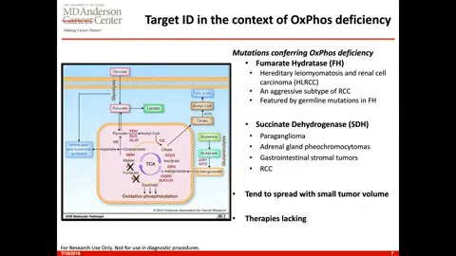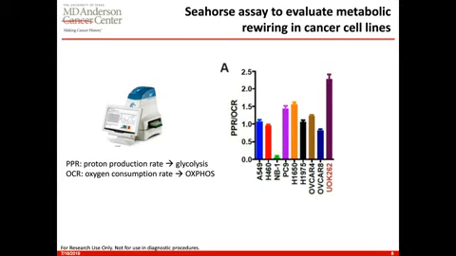These are very rare diseases, I have to say. They tend to spread with a very small tumor volume, so they're very aggressive, and there are currently no effective therapies targeting these kinds of tumors. So to identify potential therapeutic targets for these types of cancer, we started with model selection. We use a Seahorse assay to evaluate metabolic rewiring in a panel of cancer cell lines. And you are probably pretty familiar with that.